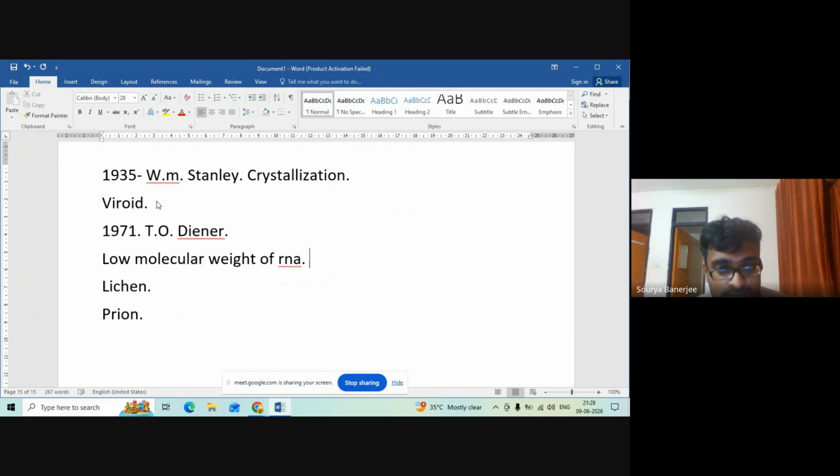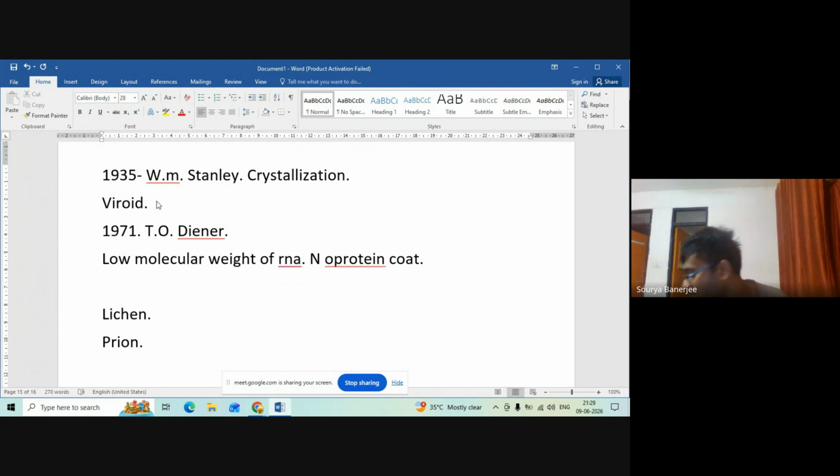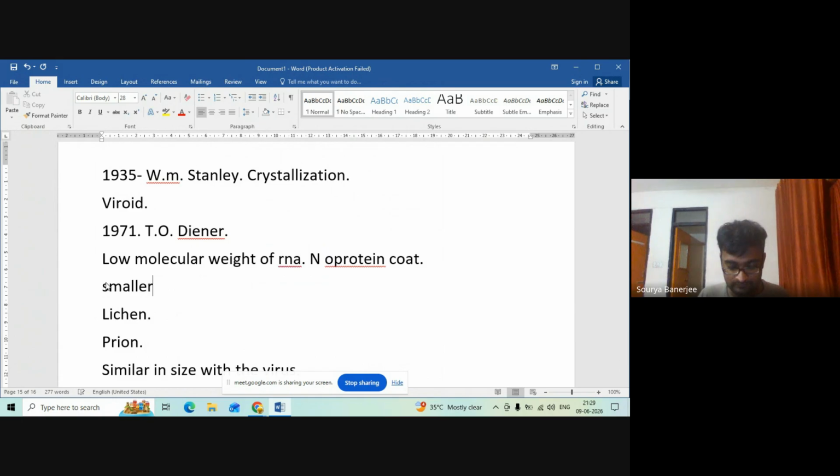That is, no protein coat. Same size as the virus, but viroid is smaller than virus. Please remember that. And one example of viroid you have to remember is in potato, the potato spindle tuber disease.